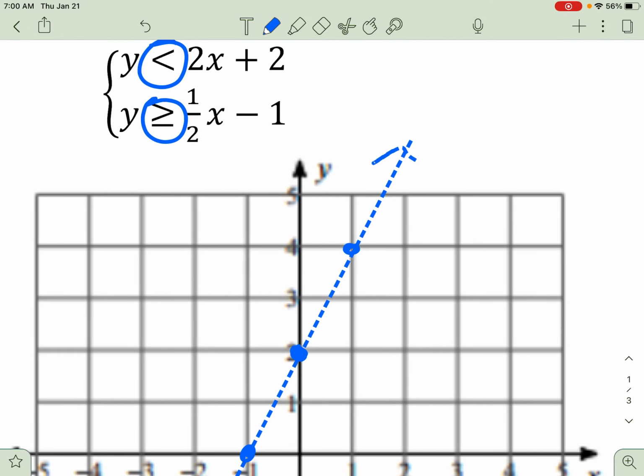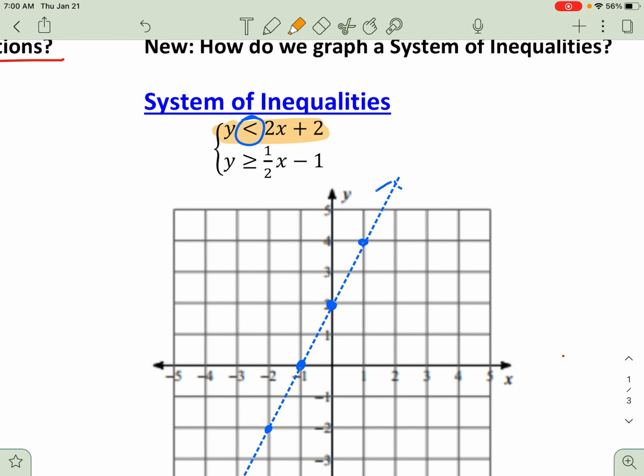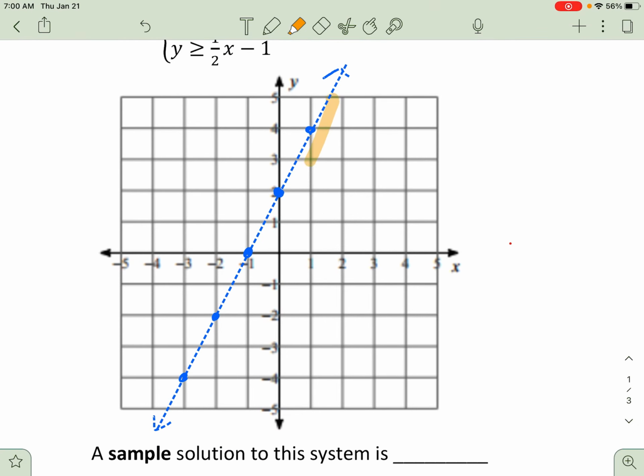All right, and now the next one actually has a line underneath of it, so it'll be a solid line, okay? But before we do that, we need to shade. So anytime you have an inequality, remember you have to shade it. So this is less than, which means that it is shading on the bottom side. So as quickly as I can here.